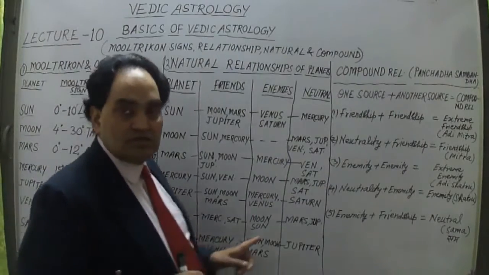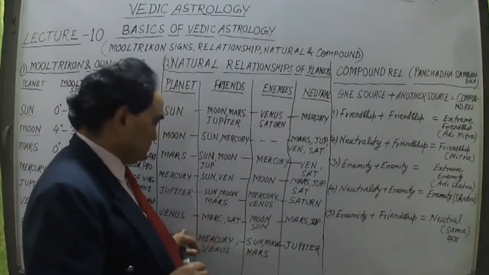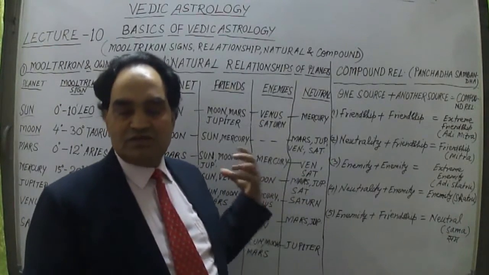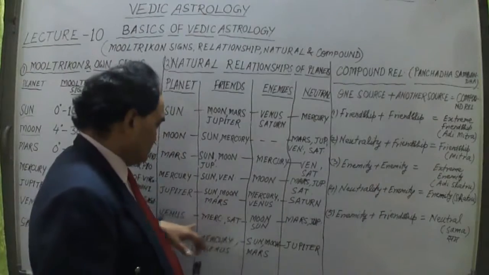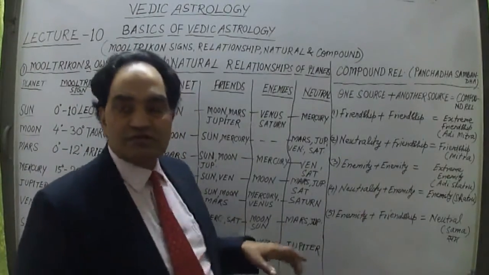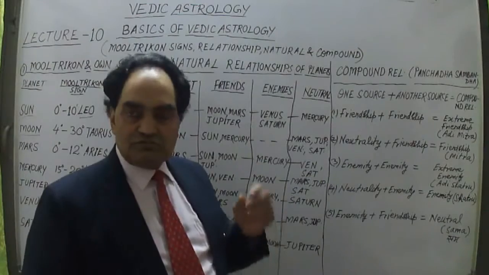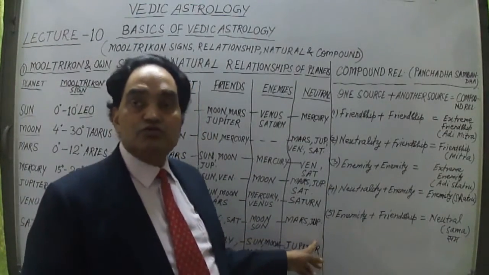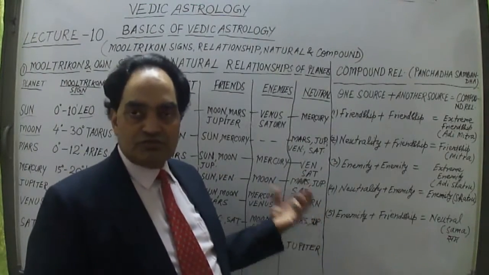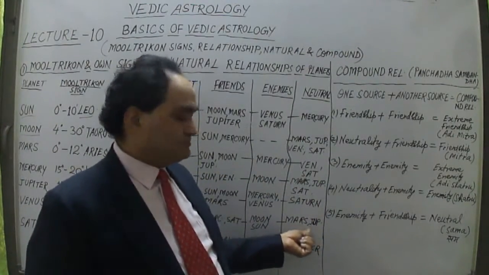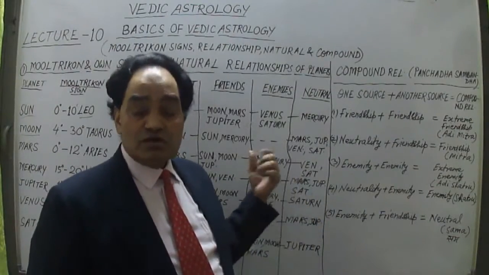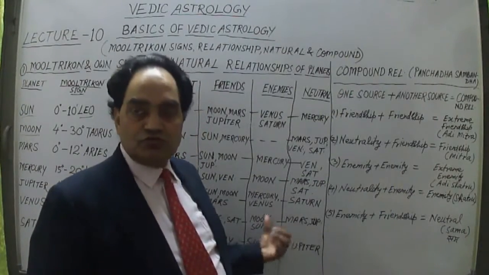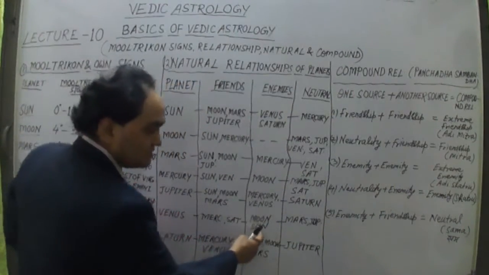Then Venus has friendship with Mercury and Saturn. These three are friends: Mercury, Saturn, and Venus. Mercury and Saturn are friends to Venus, while Moon and Sun are enemies to Venus. Try to understand: Mars and Jupiter are neutral to Venus. With Mars and Jupiter, Venus has neutrality. But Moon and Sun are enemies.